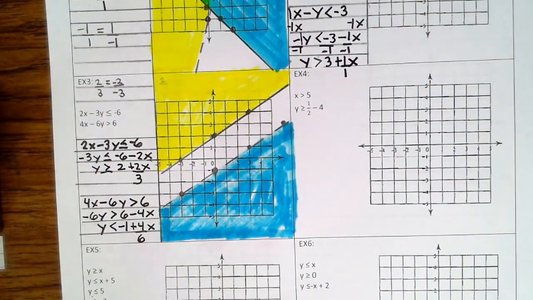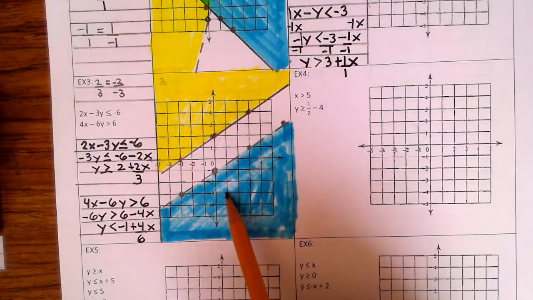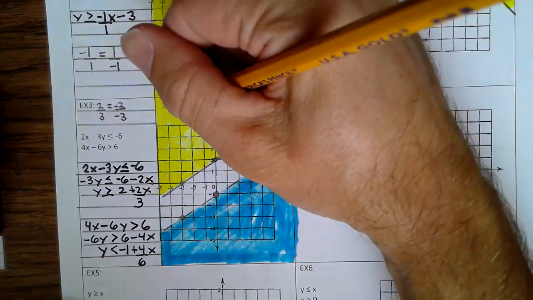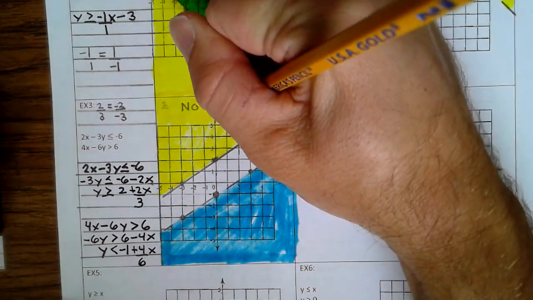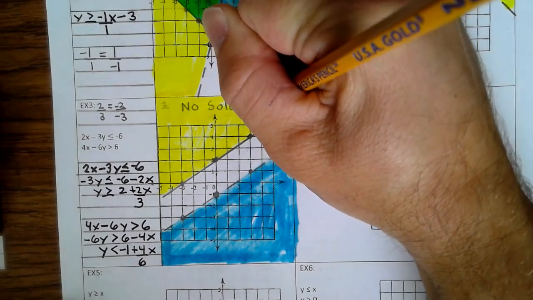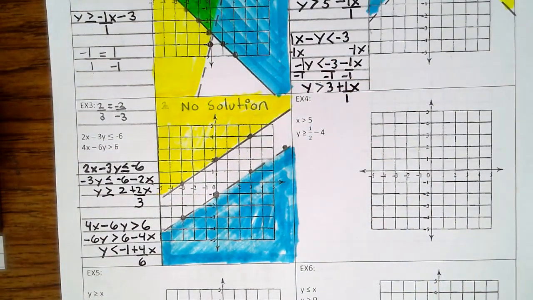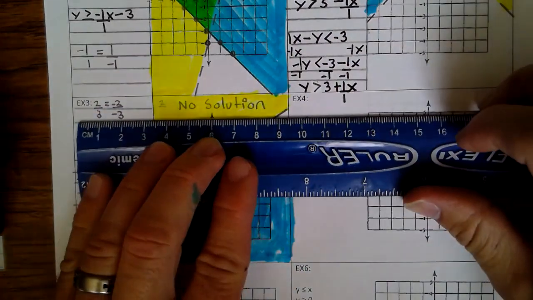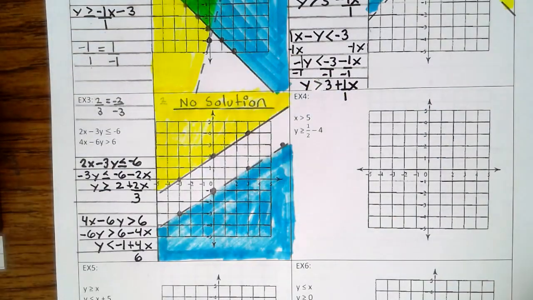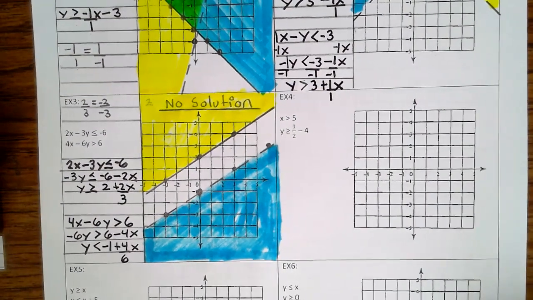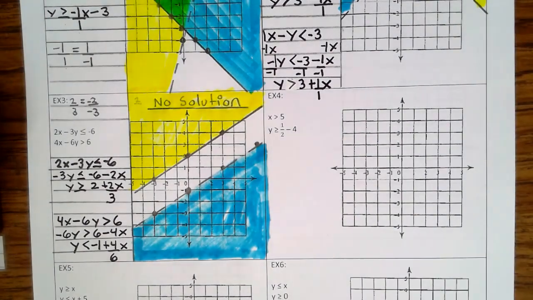Okay, now you see here that they do not overlap, so we would say that this is no solution. Okay, all right, finish up example 3. All right, let's take a look at example 4.